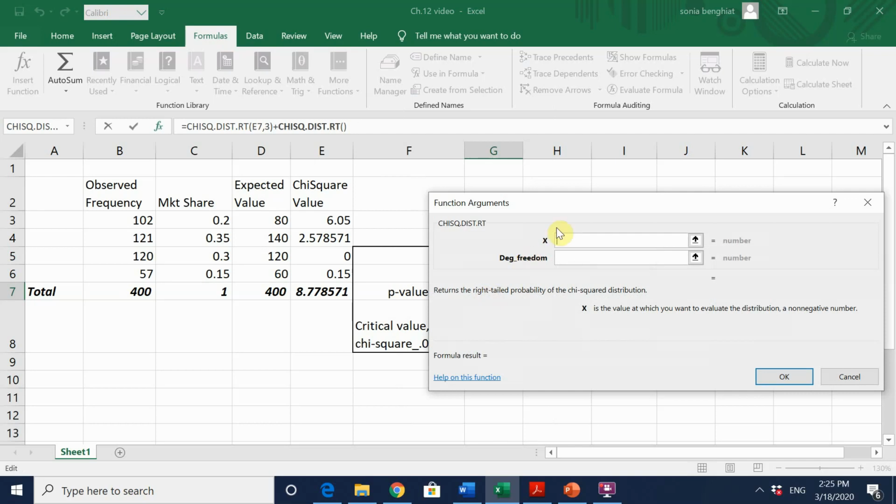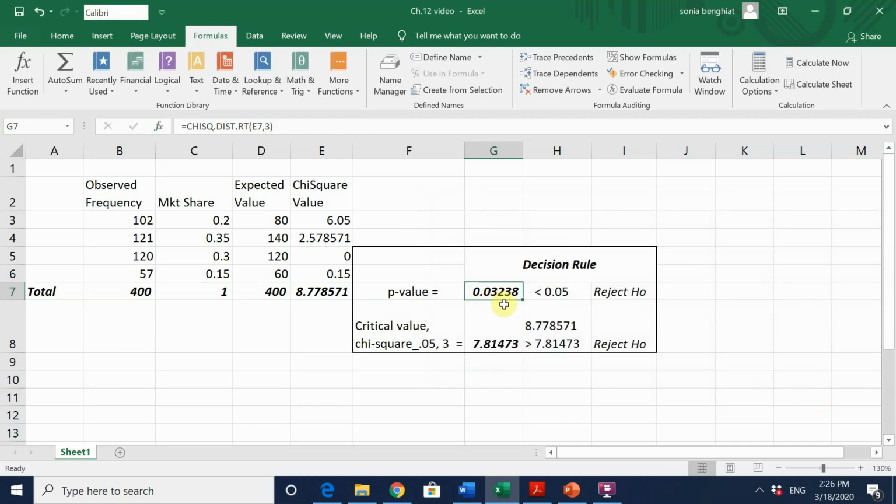This will give me a right tail area right here. And so here I see that I need to input 2 arguments. The first one is the test statistic value. That would be X. And so here I would go and input my actual test statistic when I add up all the chi-square values over here. The degrees of freedom, that's my second argument, would be k minus 1. So that would be 4 minus 1 is 3. I would input 3 right here, right? And that would give me my p-value. So that is how I get it right here.